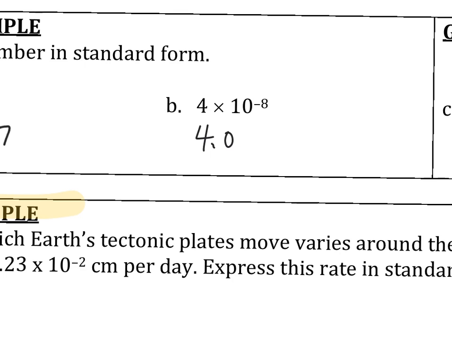So if I want the negative eighth power, I need to move this 8 places to the left. 2, 3, 4, 5, 6, 7, 8. So I'm going to fill in 7 zeros. So it's point, and then 7 zeros, and then a 4. You can put the last 0 there if you want, but you don't need to. After you hit a number, if there's just zeros after it, you don't have to include those zeros.